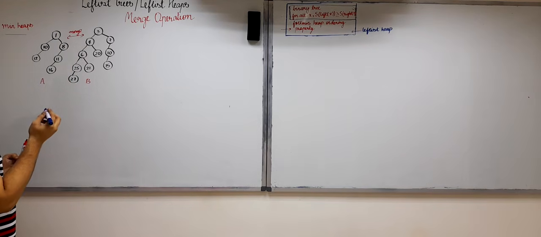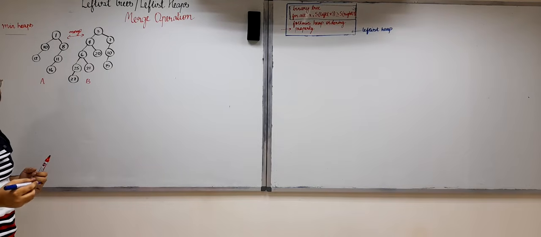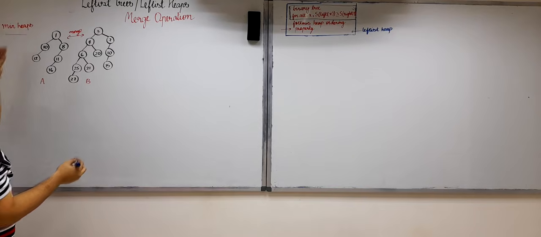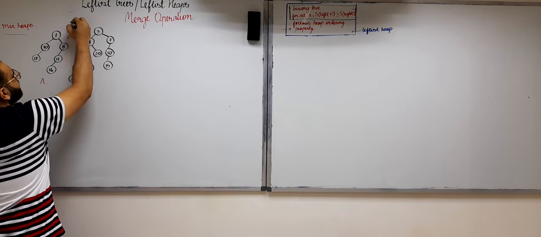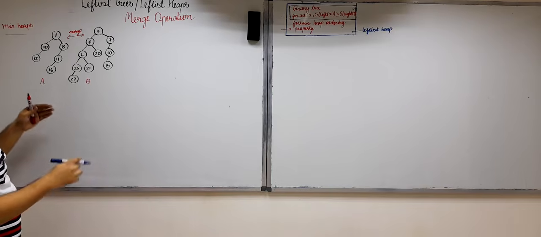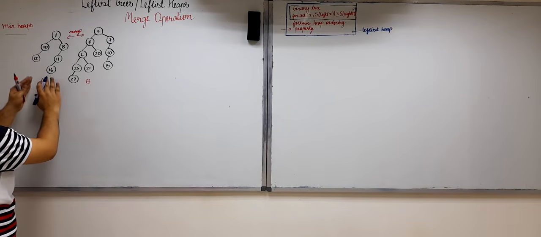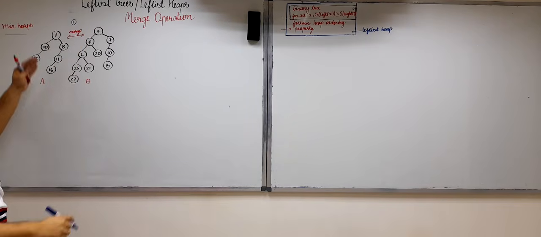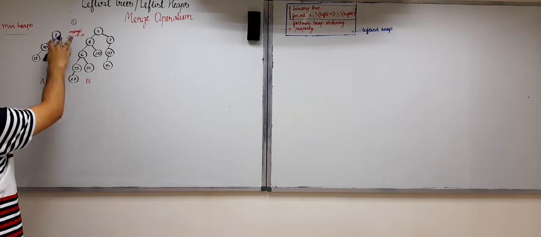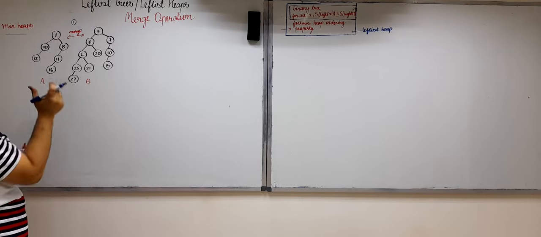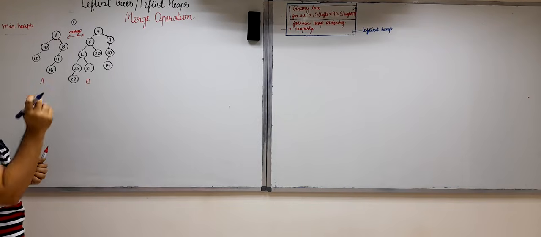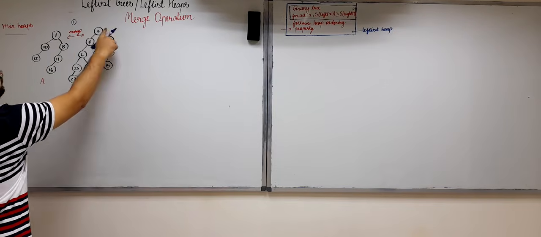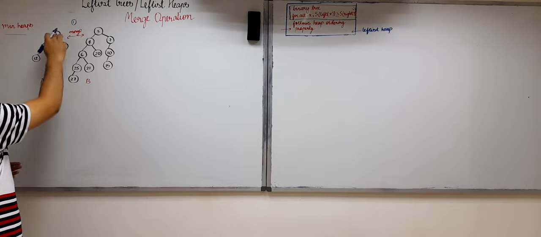Then we apply the merge operation again. In the first case, we have applied the merge operation between these two leftist heaps, right? This is the first merge operation. In the second step, we look at both the leftist heaps and see which leftist heap has a smaller root, okay? The root of A is 1 and the root of B is 3. Okay, so A has a smaller root.